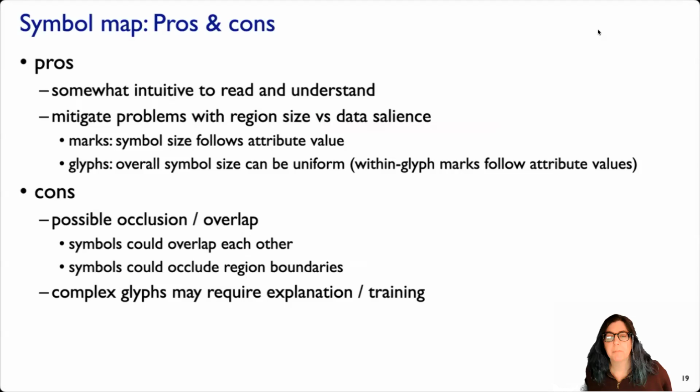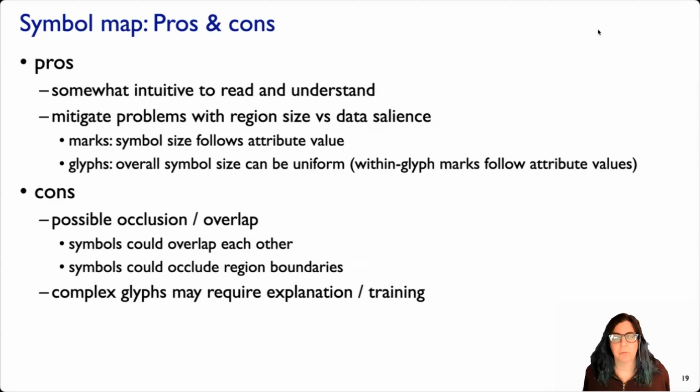So what's good about a symbol map? It's pretty intuitive, and it solves that region size problem. Notice how on that previous version we saw that even small regions like Luxembourg were able to actually have highly salient data, because the symbol mark actually has a size that's coded to the value of the attribute, not just inheriting that given spatial dimension. Typically with marks, you've got a size-coded symbol. With the glyph, you often have the glyph itself being a uniform size, and then within the glyphs, when you have marks representing specific values, those are the ones that would be size-coded.